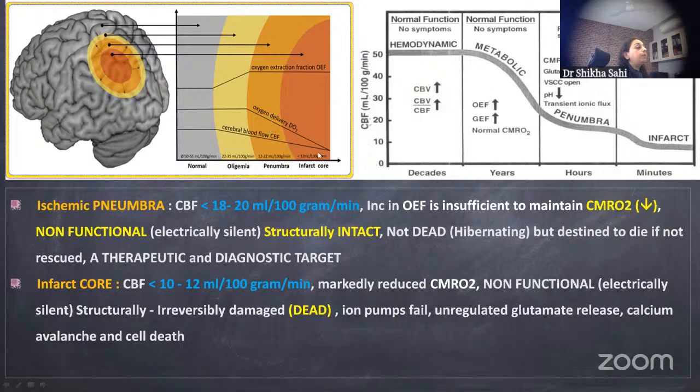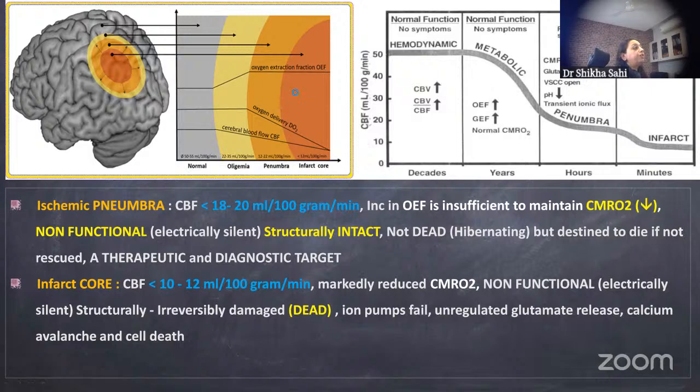And when the blood flow declines in the core, so the blood flow has declined below the threshold for structural integrity, the ion pumps have failed, and there is unregulated glutamate release and cell death has happened. So whatever we can do is to save this area.